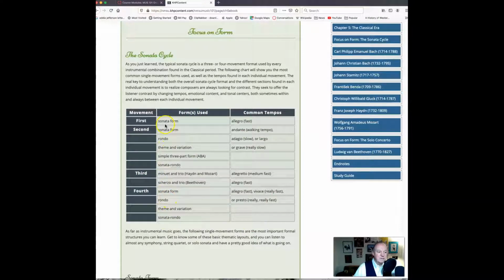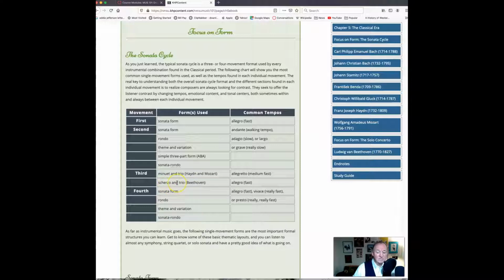You have a fast first movement. It's always in sonata form. Here's the tempo, allegro, fast. The second movement can be in sonata form, rondo, theme and variation, simple 3-part form, lots of different options here. The tempo is the key. Slow, slower, slowest. Then we have a third movement, a minuet and trio. That's Haydn, and Mozart. Later, Beethoven comes along and he speeds it up. He calls his a scherzo.